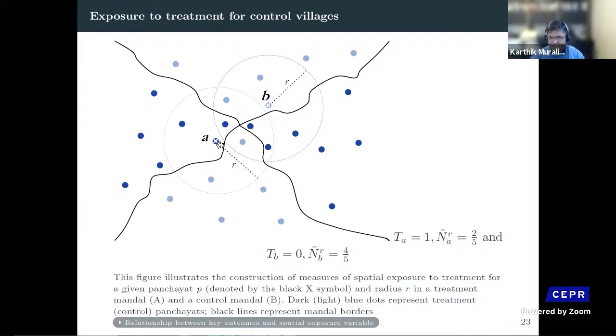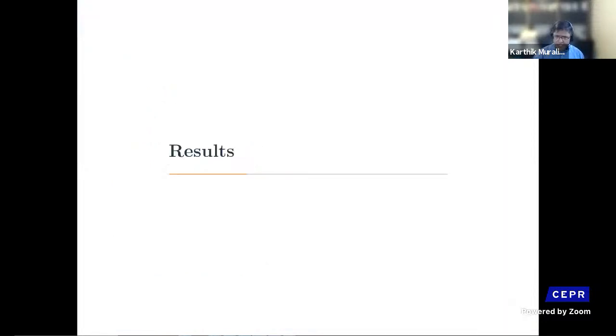So if you look at village A, in this radius, you will get a neighborhood exposure of 2/5, right? Because I've got 1, 2, 3, 4, 5, and 2 of these are treated. Conversely, if I look at village B, the neighborhood exposure is going to be 4/5, right? Because when I look outside my own mandal but inside the circle, I've got 4 dark blues and 1 light blue. Okay, so that's how this is constructed. So let's get to the results.